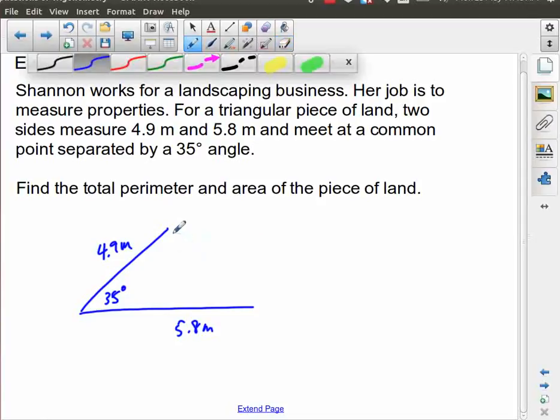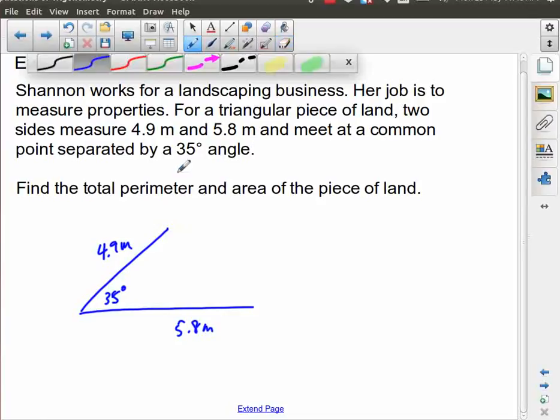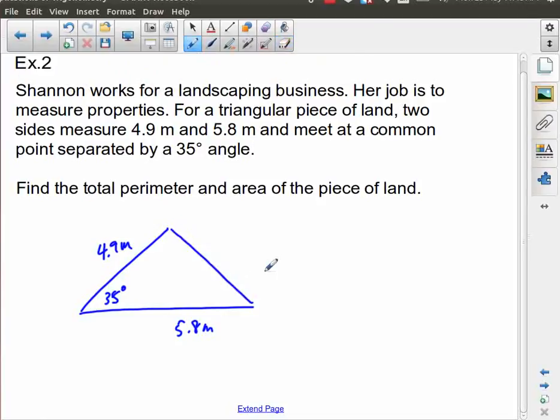And so there is the third side of my triangle. Here's the information that I'm given. We want to find the total perimeter and the area of the piece of land. It's not a terrible idea to label this, so I'm just going to label this A, B, C.